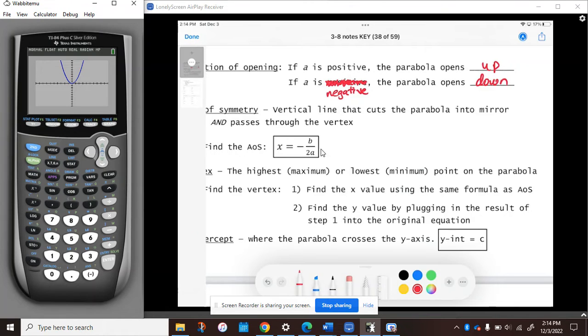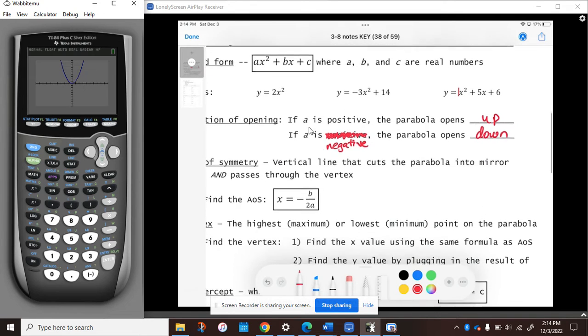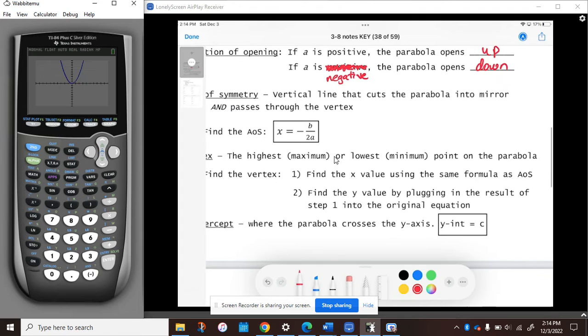So whatever we get for the axis of symmetry is also the x coordinate of the vertex. To find the y coordinate of the vertex, you have to take that number and plug it back into your original ax squared plus bx plus c. And we'll do some examples that show you what that looked like.